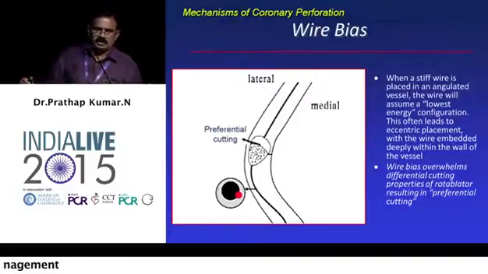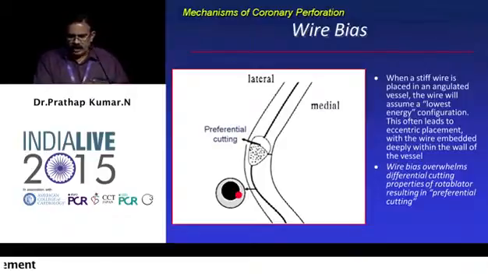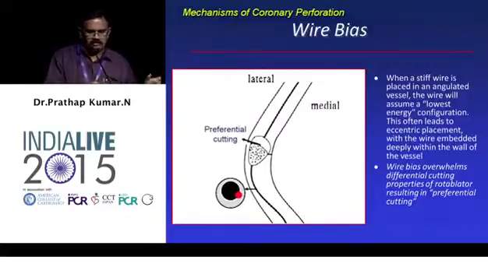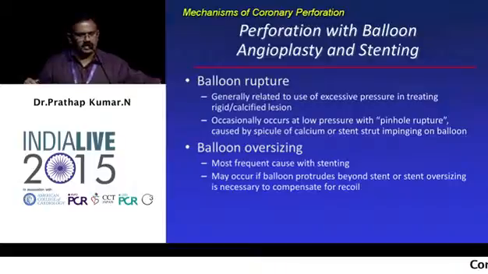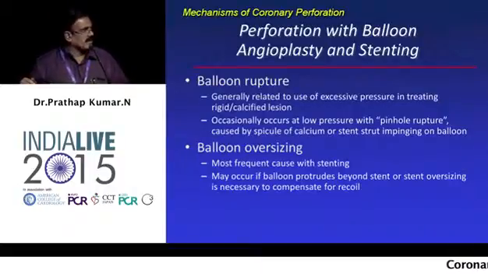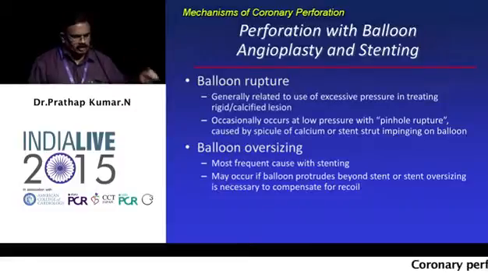Basically, in a rotablator, people may cut on the simple lesion. Actually, the wire will assume a lowest energy configuration. This may lead to eccentric placement, and it can lead to perforation. Balloon rupture is related to excessive pressure in treating a rigid calcified lesion. It can occur at a low pressure with a pinhole rupture or be caused by a spicule of calcium.